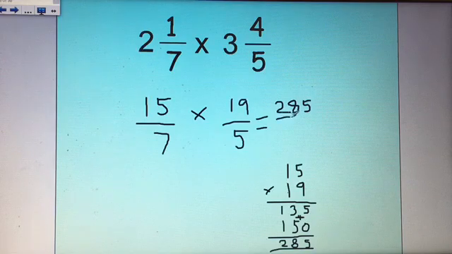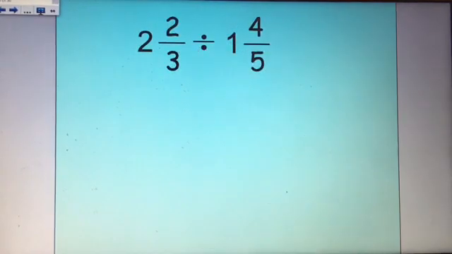Over 35. Now you could definitely simplify this down and turn it back into a mixed number. I'm not going to do it at the moment, but that is something that you could do. Okay, so same thing for divided mixed numbers.